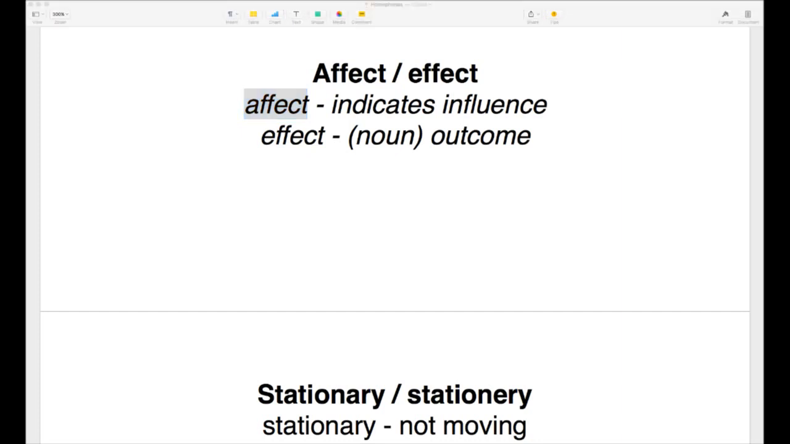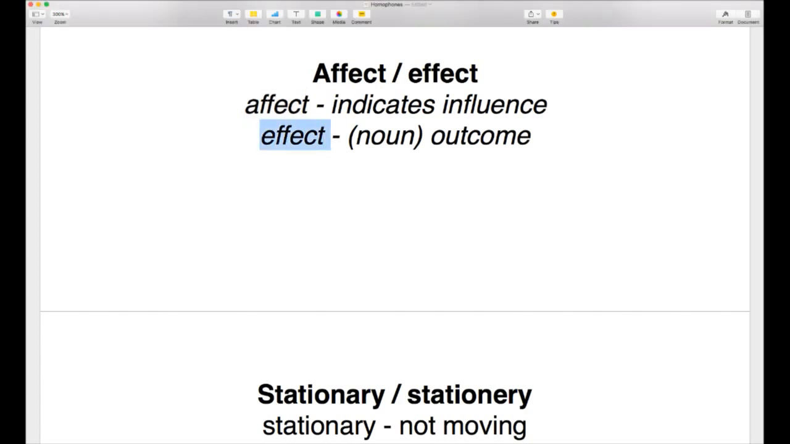It indicates influence. So I might say, if you speak loudly, it will affect everybody else in the room. So it's to have an influence on someone.